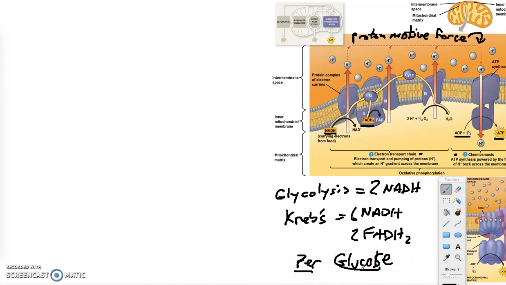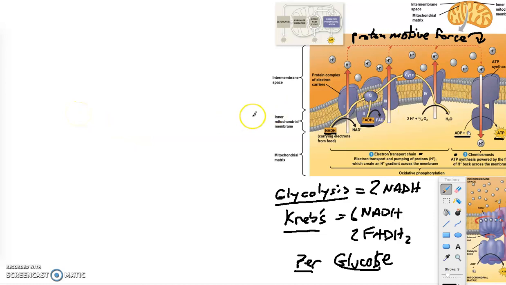All right, so let's take a look at how this all works. So first of all, glycolysis is outside of the mitochondria. It's in the cytoplasm. So these NADH have to get shuttled inside the mitochondria. And the Krebs cycle occurs in the matrix. So those are already there, ready to go. But just letting you know where everything's occurring.